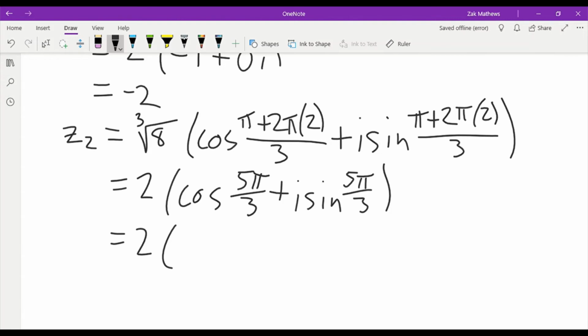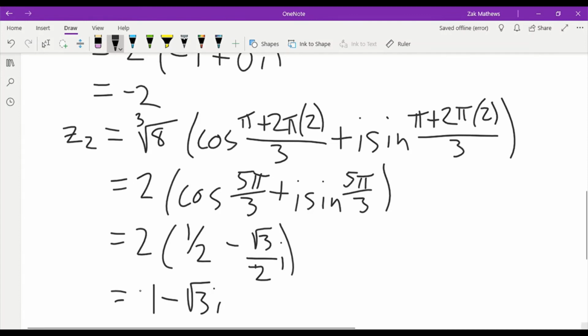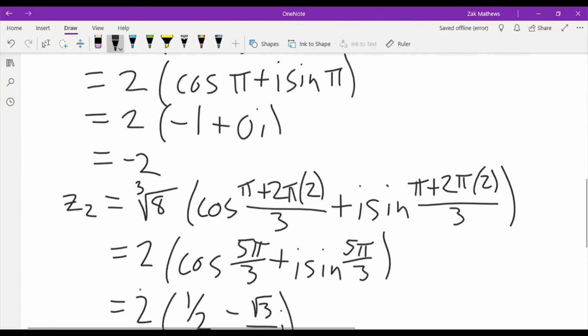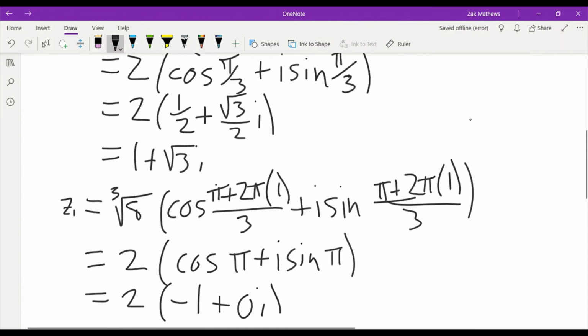5 pi over 3, we can evaluate that. It is in the fourth quadrant, so cosine will be a positive 1/2. Sine, however, will be a negative root 3 over 2. And when I distribute, I get 1 minus root 3, and I drop the i. The root 3 should have the i with it still. And so those would be our three complex roots. Let me just copy them down real quickly so we can take a look at them.